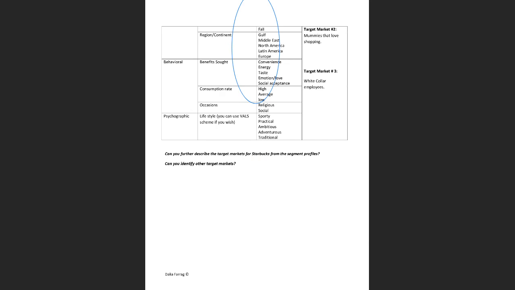The target market number 2 that I described was the mummies that love shopping. Also describe them from here. White collar employees, target market number 3. Those businessmen and employees that are working and are looking at Starbucks from a different perspective. They may be taking heavy doses of coffee, looking for workspace to work. They go there for workspace and so on. So all this is describing the different targets.